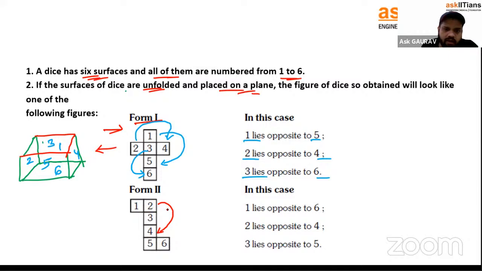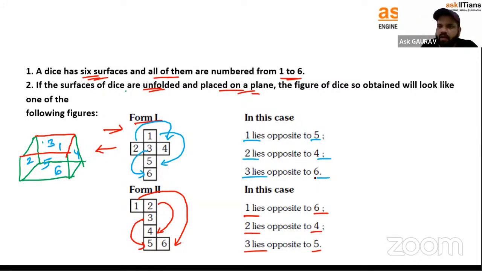If any form is given, the unfolded one, the opposite side will be the alternate one, not adjacent, alternate. 2 is alternate to 4, 3 is alternate to 5, and the rest one will be alternate to 6. So 1 will be opposite to 6, 2 is opposite to 4, and 3 is opposite to 5. Is this form clear? Second form.